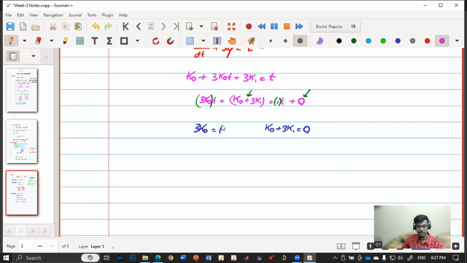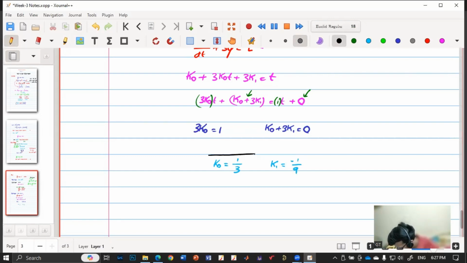I have two equations, two unknowns. Can you quickly solve and tell me what is k0, what is k1? Okay, first of all, what is k0? Sir, k0 is 1 by 3. Okay, and k1? I think k1 is wrong, k0 is correct. k0 is 1 by 3, okay, and k1? k1 is minus 1 by 9. Minus 1 by 9, yes, you are right.